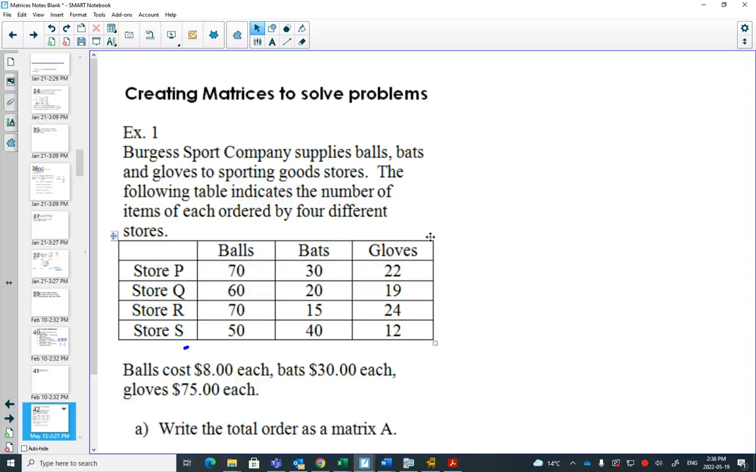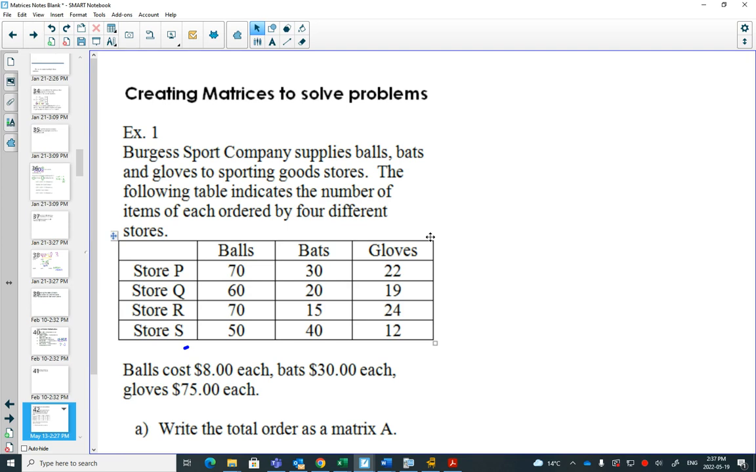So we get to see an application of matrix multiplication, why it is that you would like to do this, the idea of multiplying, turning, crashing things into each other. Okay? So matrices hold numbers. So here we've got a company that supplies balls, bats, and gloves to sporting goods stores. The following table indicates the number of items each store has ordered.